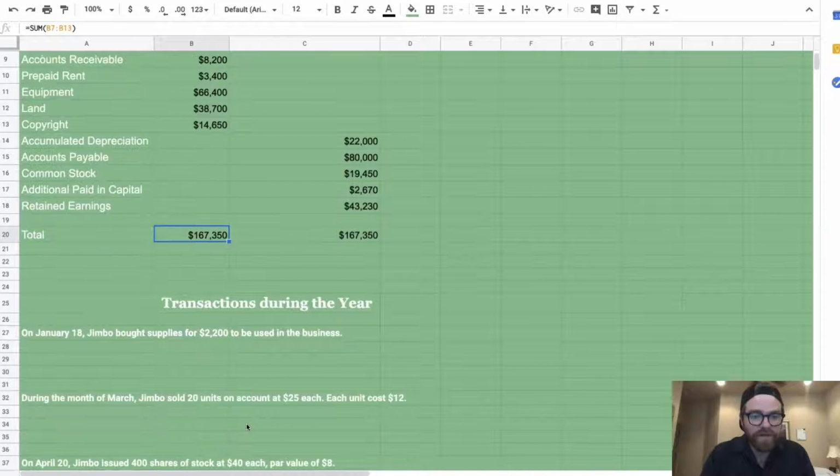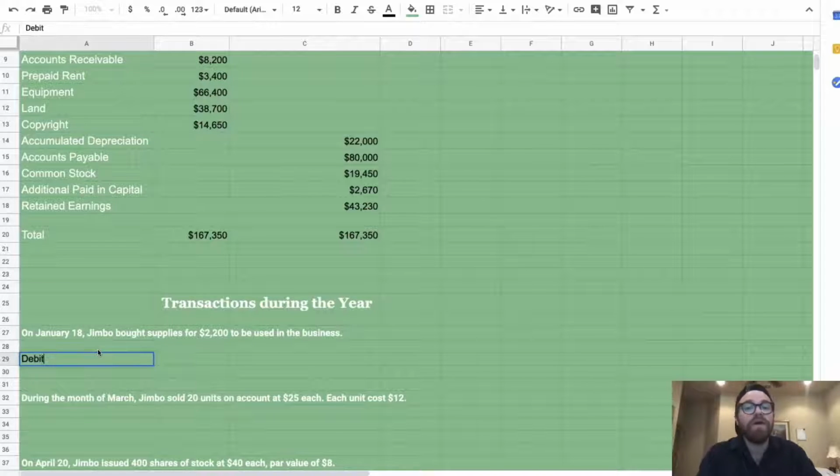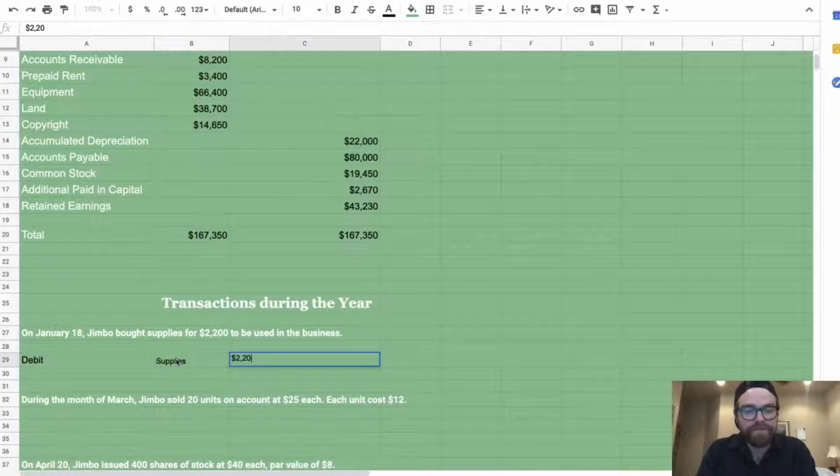So first off here, let's talk about this. On January 18th, Jimbo bought some supplies for $2,200 to be used in the business. So he bought supplies, so he got supplies. So we know that we're going to debit here, and we talked about this earlier, assets will increase with a debit. If he got supplies, that means its assets are going up. So we're going to debit here supplies for $2,200.